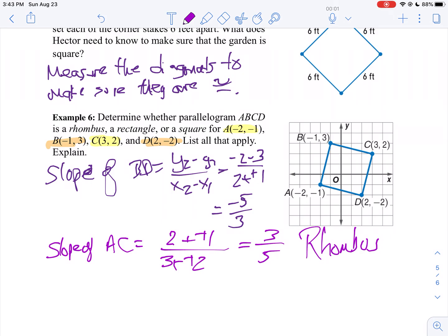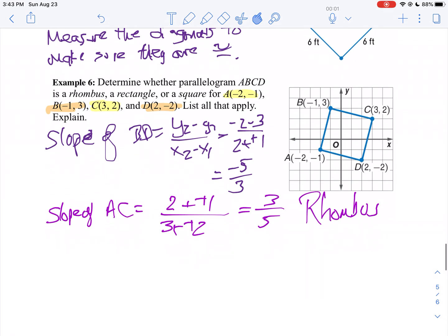Now let's see if it's a rectangle. And once again, I could just take what we just did, and I could find the distance from B to D, and I could find the distance from A to C, and if they're congruent, I know it's a rectangle. I could also just see if one of the angles is 90 degrees. I could do the same thing.